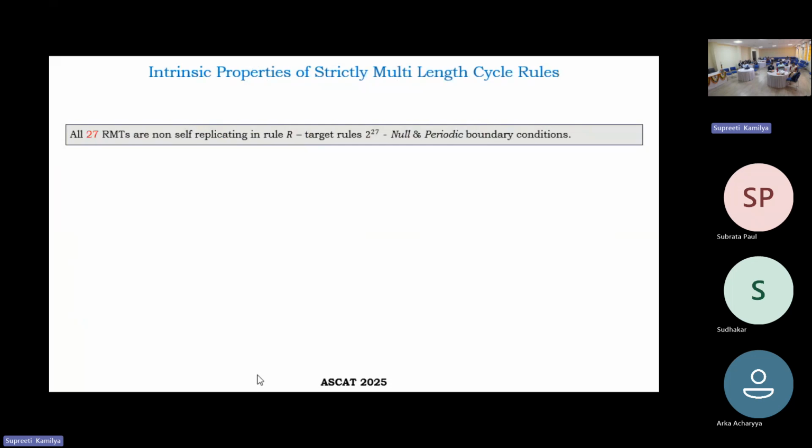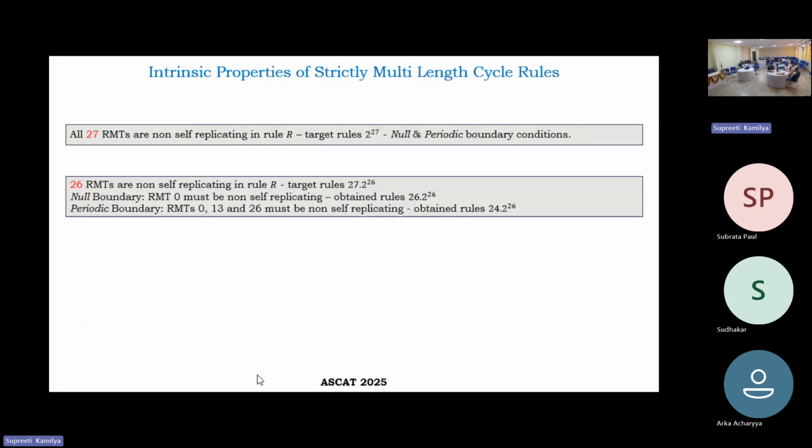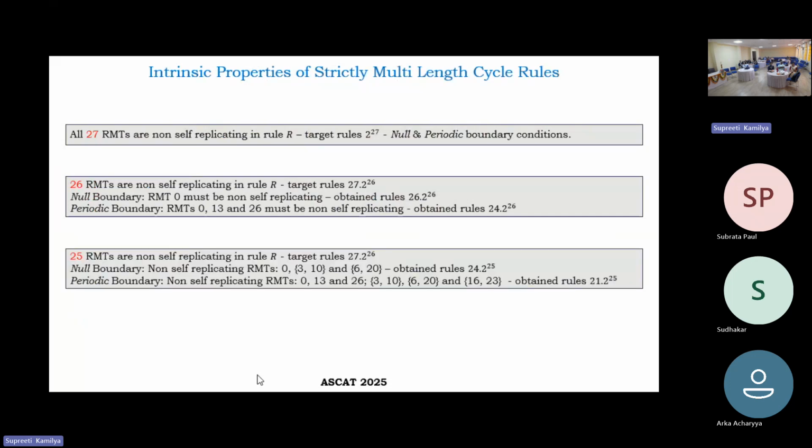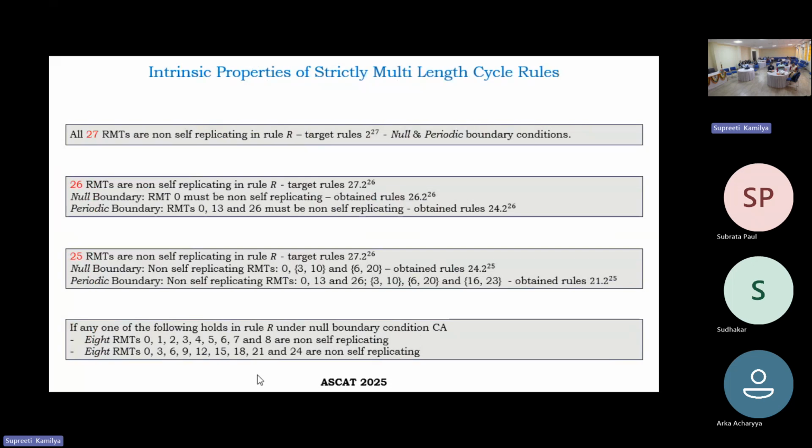Now, how can we do this? First, we make all 27 non-self-replicating. We get some space, though it's not useful. Then we reduce that number, so we are increasing the number of self-replicating RMTs. It can be 26, 25, but how can we manage? Even if I show you one example, by making these 8 and 9 RMTs non-self-replicating, we can get strictly multi-length cycles here. But is it useful? How can we proceed? It's a huge search space.